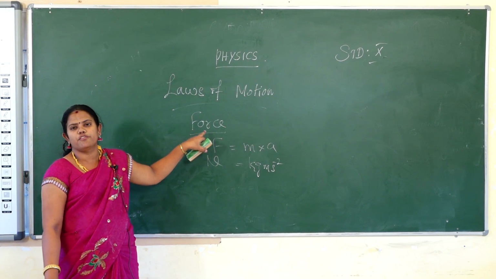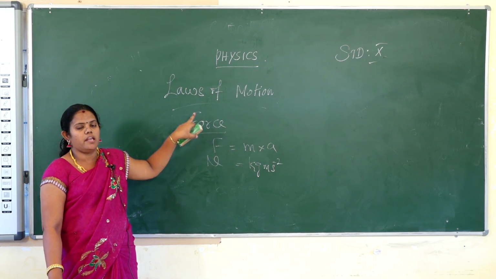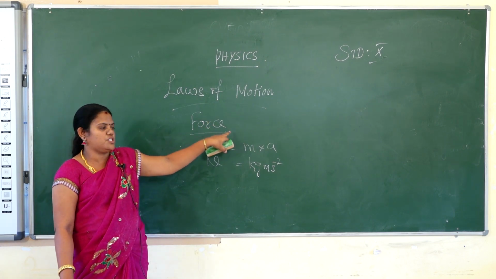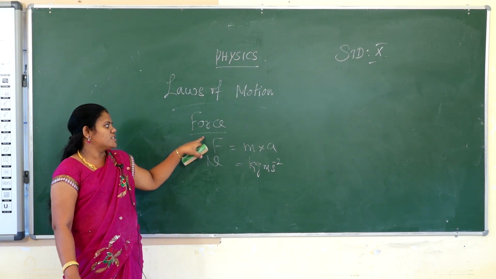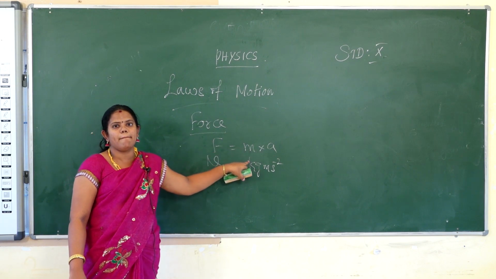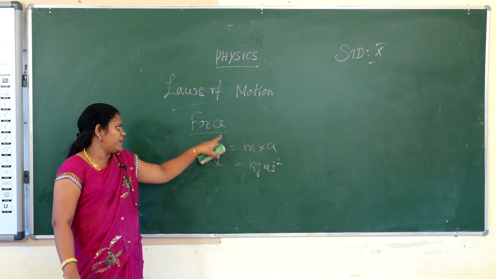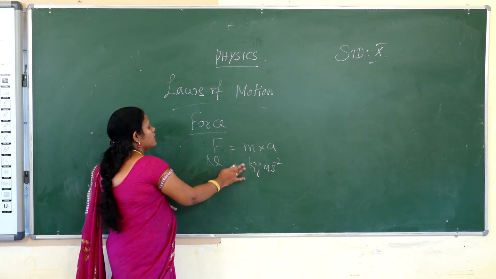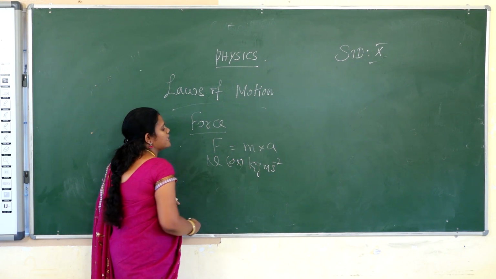So, what is the meaning of force? Push or pull on any object to change its position. That is called force. What is the formula for force? F is equal to m into a. What is the SI unit of force? That is Newton, or kilogram meter per second squared.